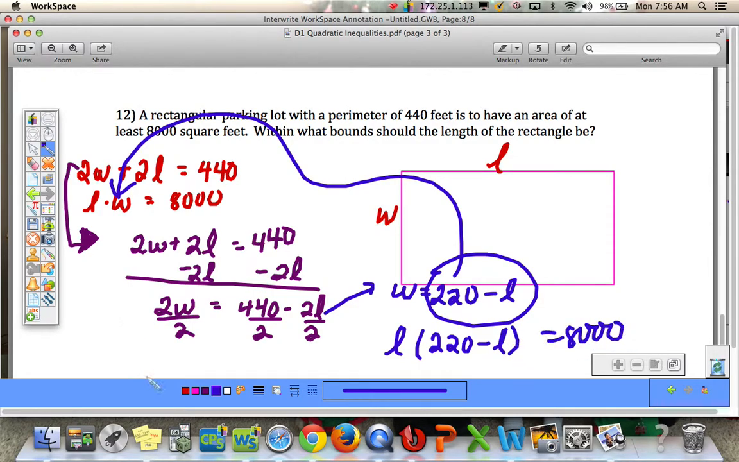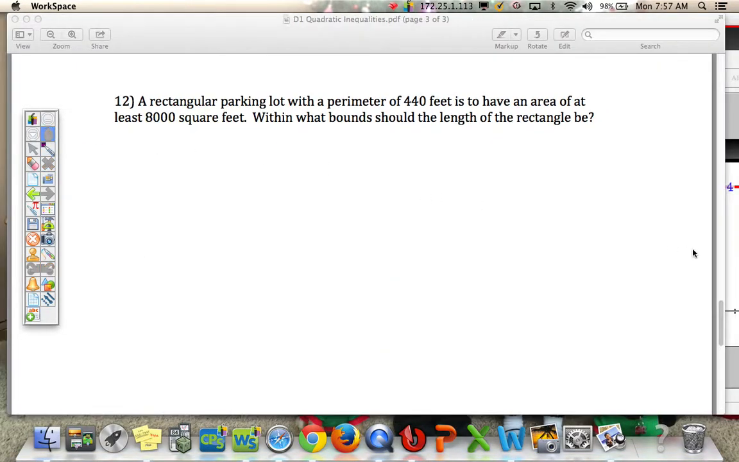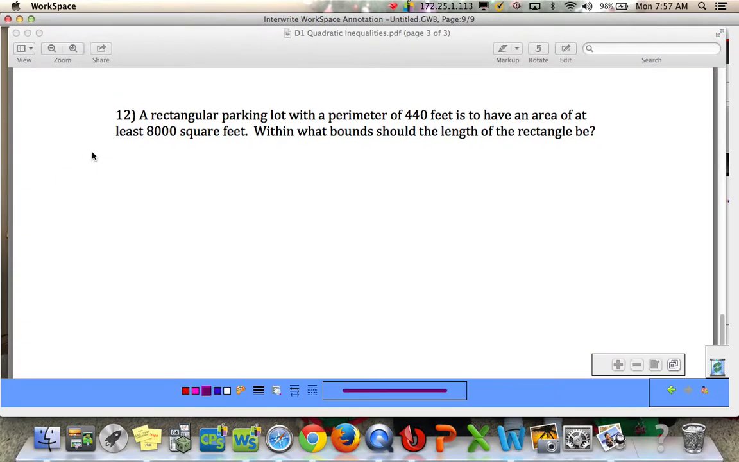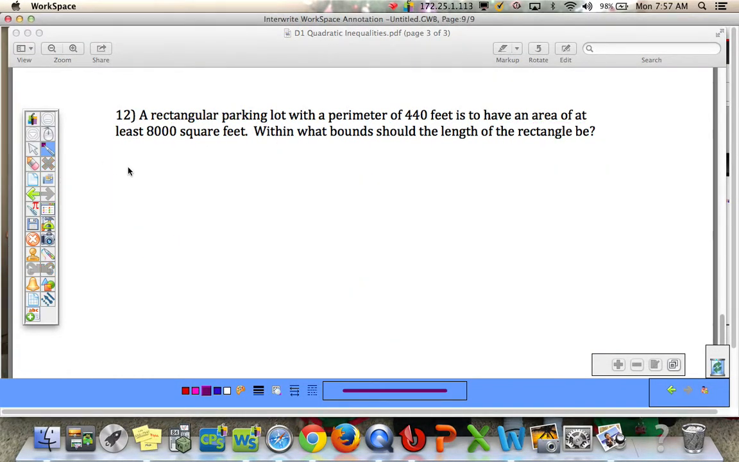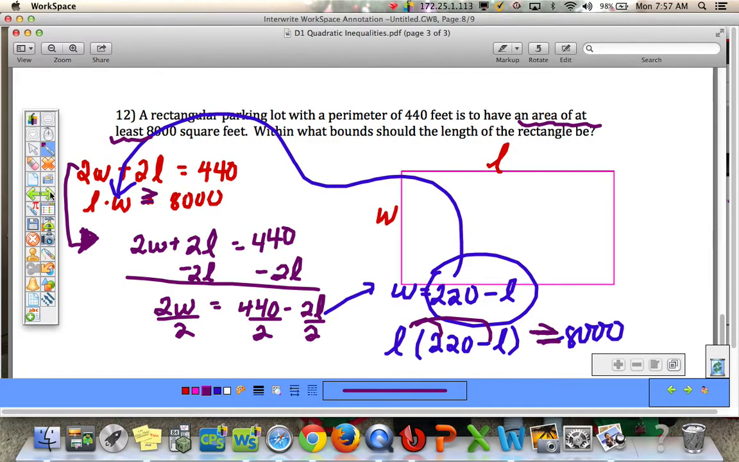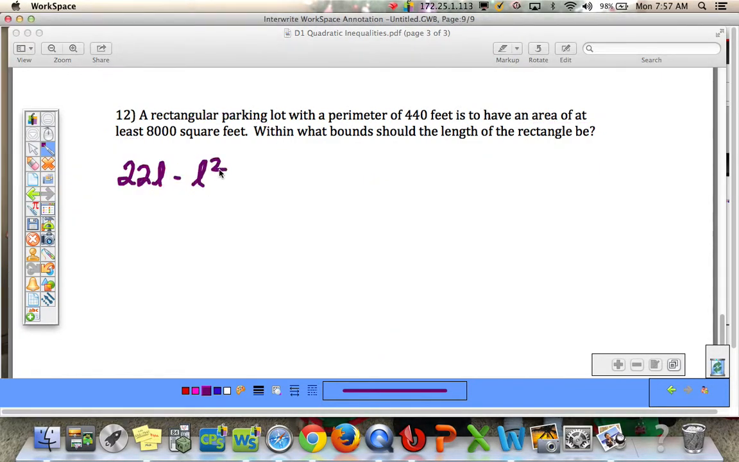Okay, we will distribute, and we'll get a quadratic. Oh, and I did this wrong. I put an equal sign here, but it says is to have an area of at least 8,000 feet. So I should change this inequality. The area needs to be greater than or equal to. So I would move this down, and again, we would have 220L minus L squared is greater than or equal to 8,000.